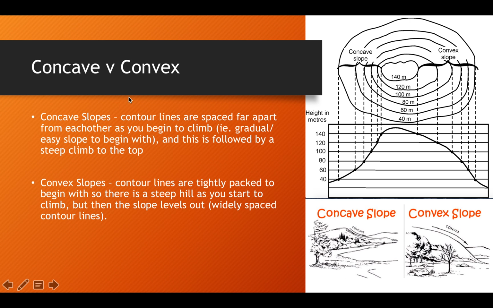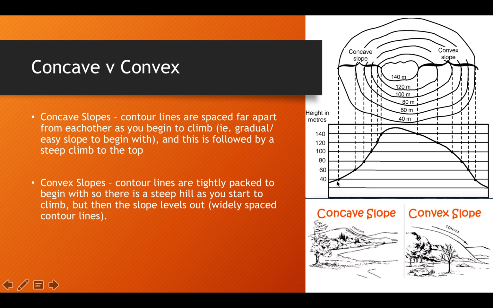For concave and convex slopes, which you might need to identify on an Ordnance Survey map, it's also based on the contour lines. So for a concave slope, how I like to think about this is that the side of the hill is caved in. So you can see that it's a large distance between the contour lines first of all, as you can see in the top here. This is how you would see it on the Ordnance Survey map.